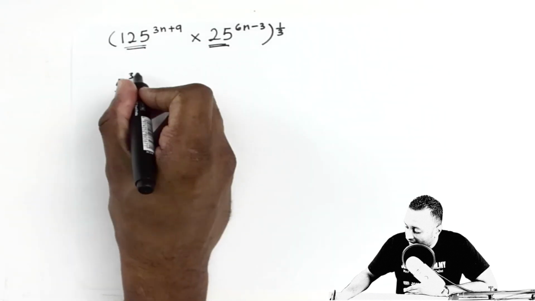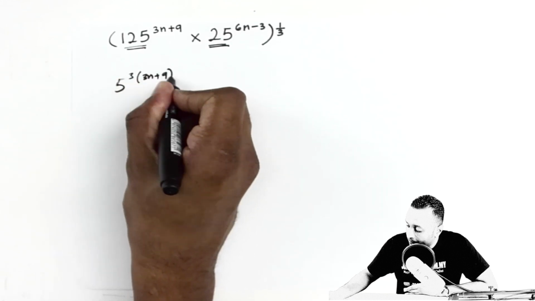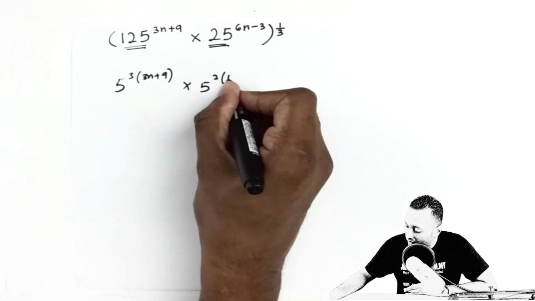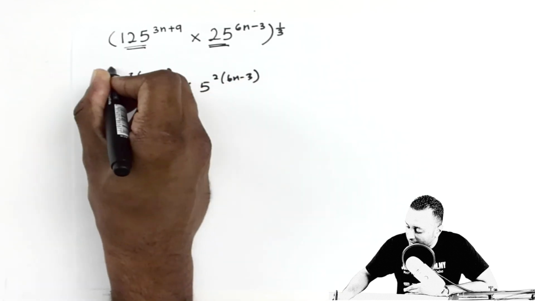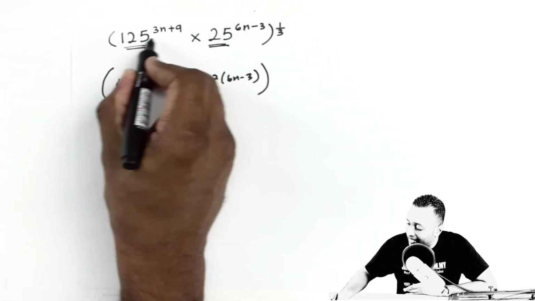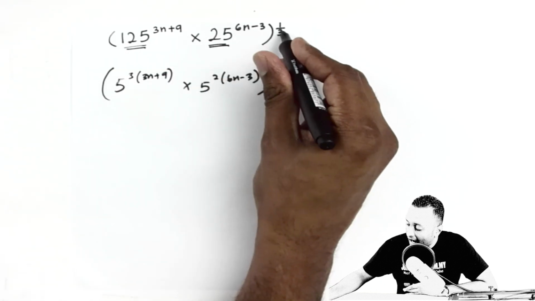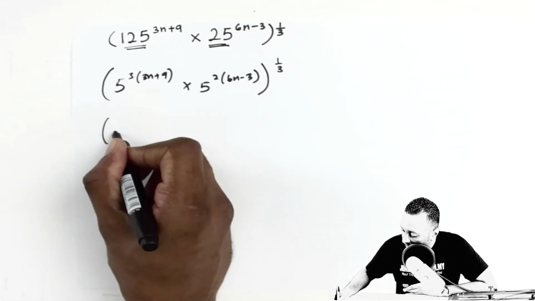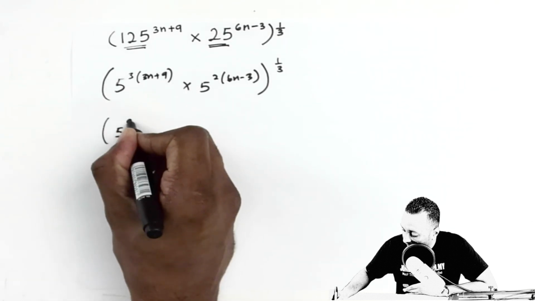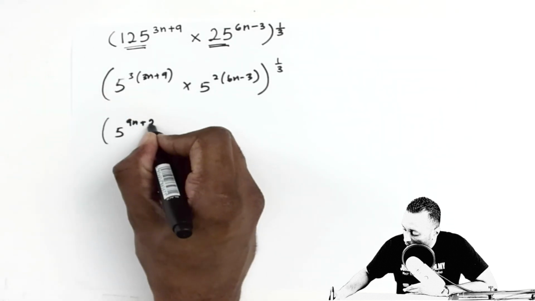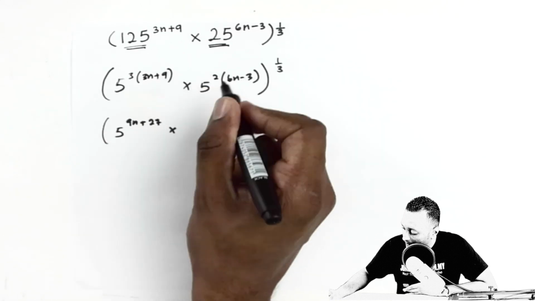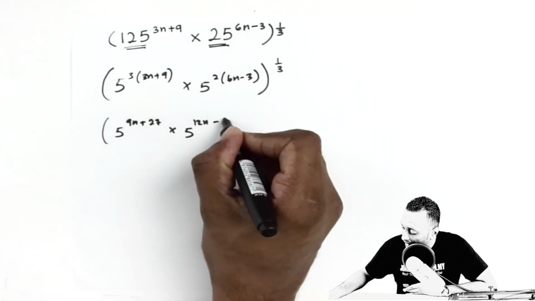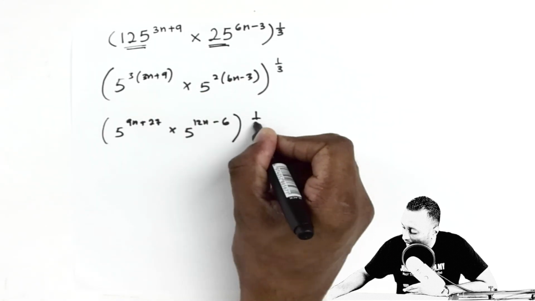5 power 3. And then outside here we got 3n plus 9. Multiply with 25 is actually 5 power 2. And outside here we got 6n minus 3. That's what we get. See, this whole thing is still inside this bracket, and we have 1 over 3 outside the bracket. So now let's solve inside the bracket first. So you're going to have here 5 power 3 times 3 is 9n plus 3 times 9 is 27. Multiply with 2 times 6 is 12n minus 2 times negative 3 is negative 6. So the bracket is still outside, 1 over 3 is inside.